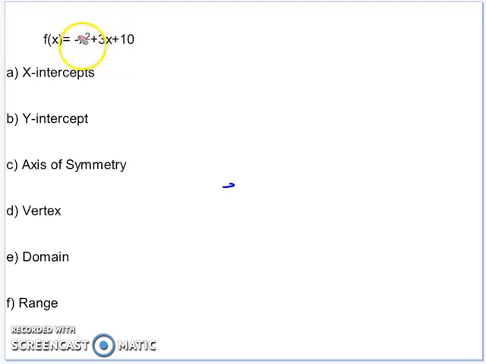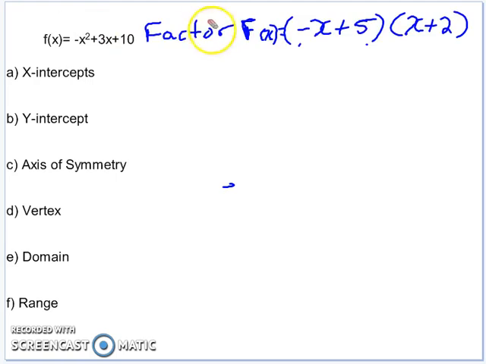So to start this question, one of the first things I'm going to have to find is the x-intercept. To tackle that, I actually have to factor the function. So I'm going to factor this out, and it breaks down into negative x plus 5 and x plus 2. If you're not sure exactly how I did this, I'm going to post another video, or the previous video, and it walks through the steps on how I factored that out.